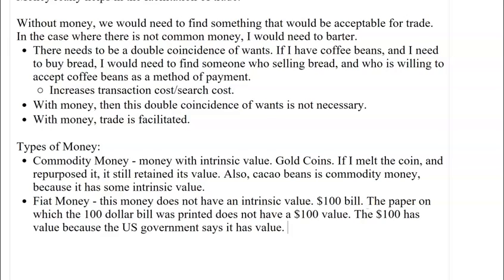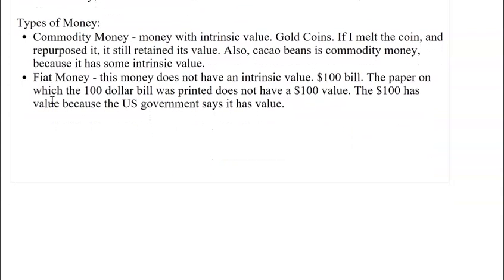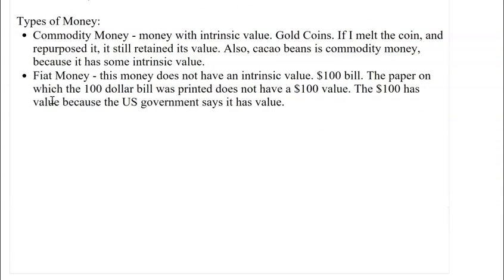So fiat money is what we use, and we consider $100 to have a value of $100 because the government says it has that value. And this is not just unique to the US. Almost every other country in the world uses fiat money as their currency. Now, these are the two types of money, but within fiat money that we have right now, we have other methods of measuring currency.